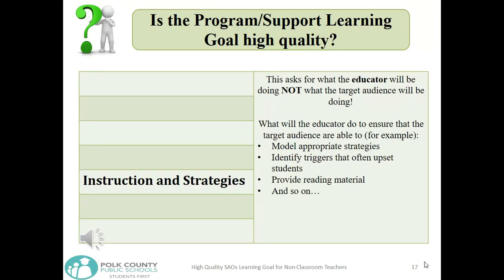The instruction and strategies section is to outline what the program provider will be doing rather than what the teachers will be doing. This includes instructions such as modeling appropriate strategies, identifying triggers that often upset students, or providing reading material for later discussion.